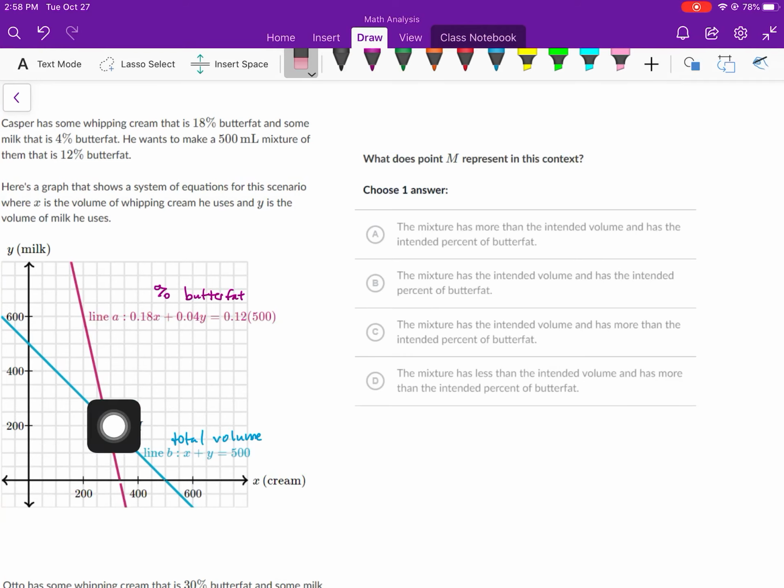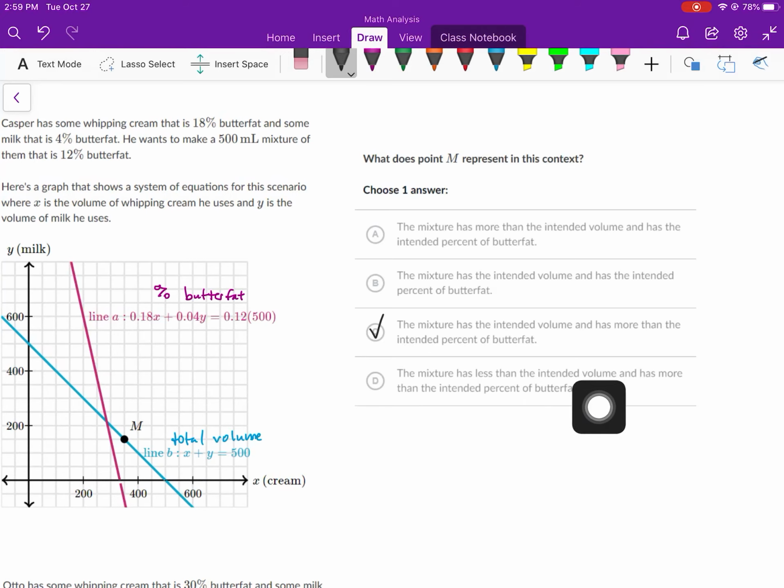No, we have the intended volume because we're right on that blue line. The mixture has the intended volume and has the intended butterfat. Now that'd be right there if our point was right here, but it's not. The mixture has the intended volume and has more than the intended butterfat. That's what we would answer.